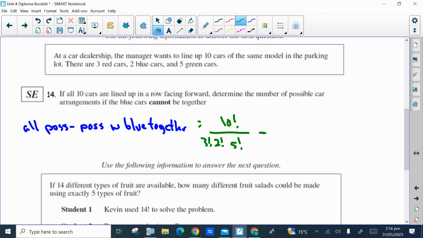Minus, what about if all the blue cars are together? Well, there are 2 blue cars. They go together as a set. You have the other 8 cars, plus the set that includes the blue cars would be 9 things to arrange. So it'll be 9 factorial over 3 factorial, 2 factorial, 5 factorial.